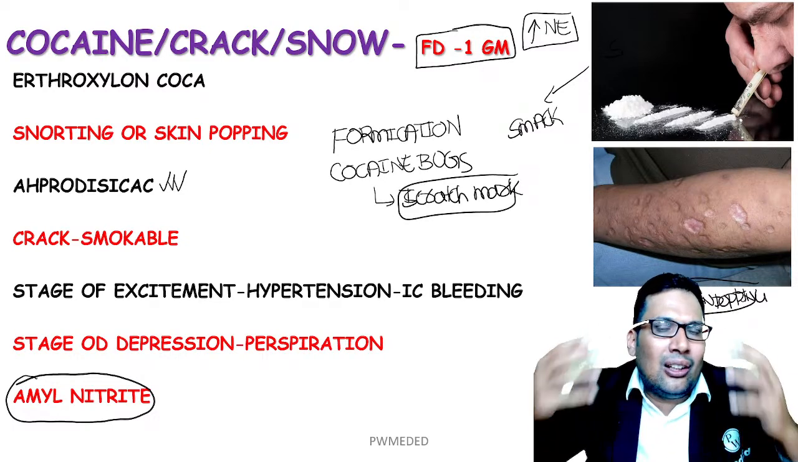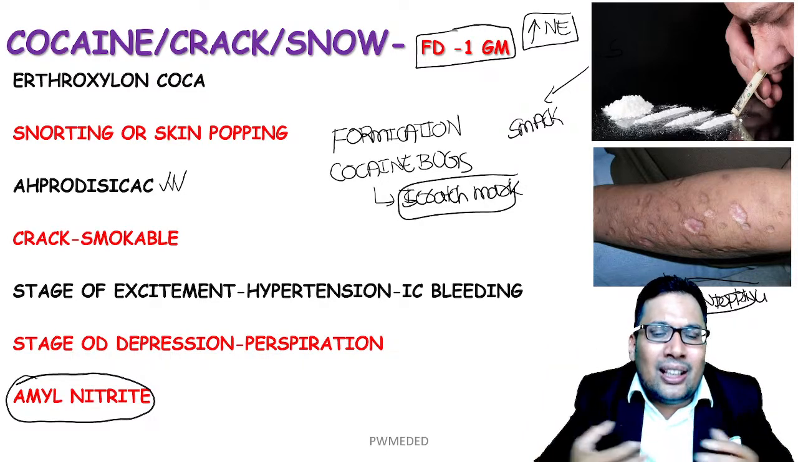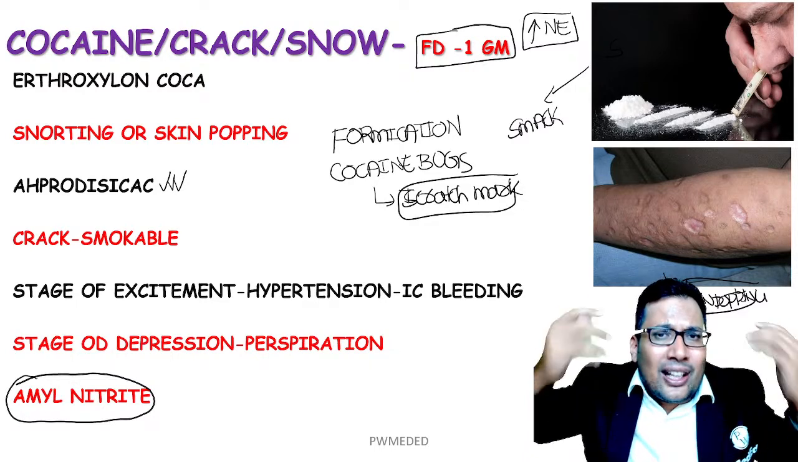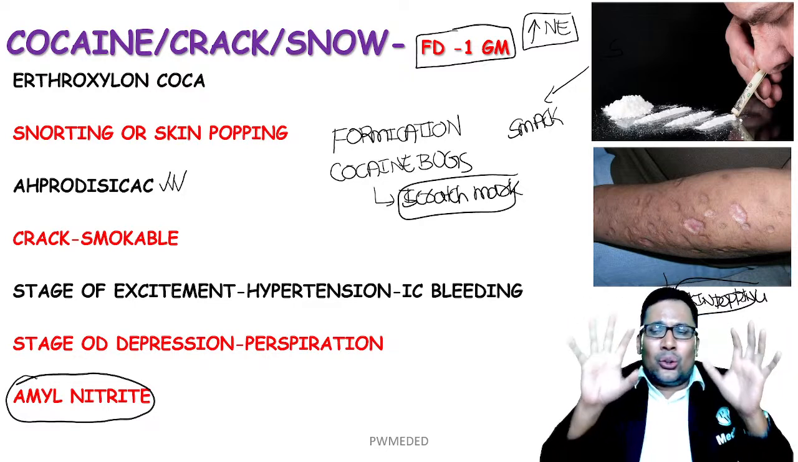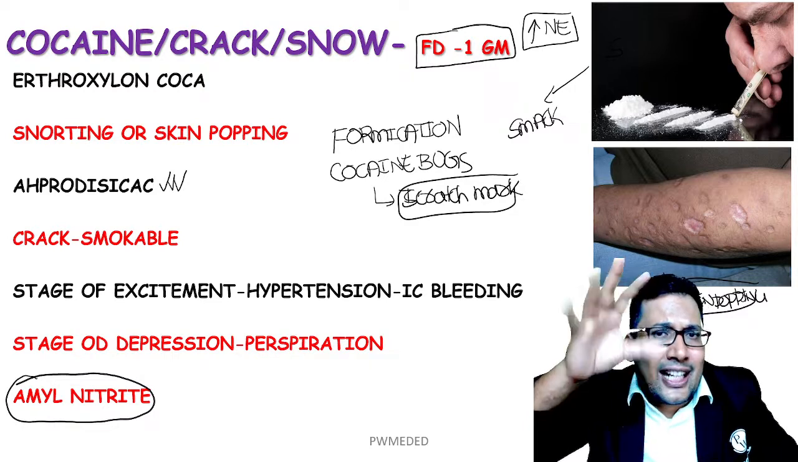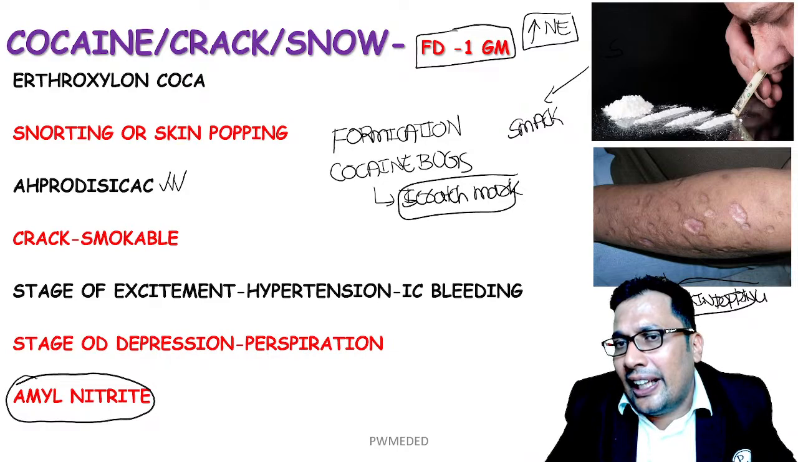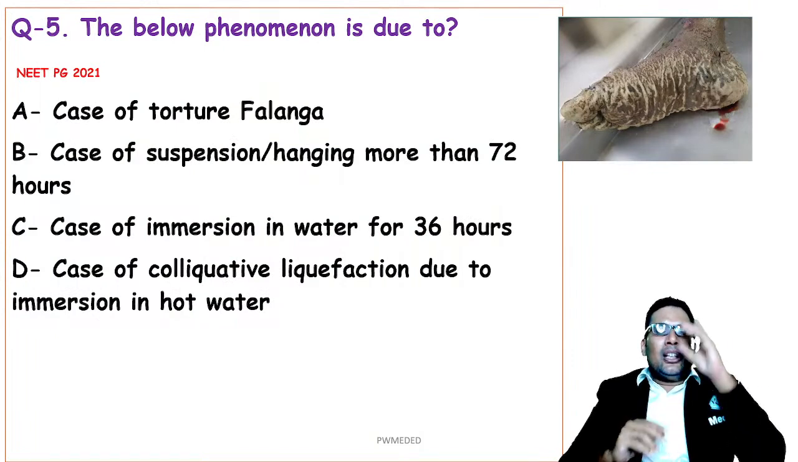A patient, a well-known case of some addiction, had scratch marks on the body. That is known as formication, a tactile hallucination, known as cocaine bugs. So this is about cocaine, and you must know it in and out. Whenever scratch marks are given in the exam, think about cocaine, that is the tactile hallucination. Now next question. The below phenomenon is due to.